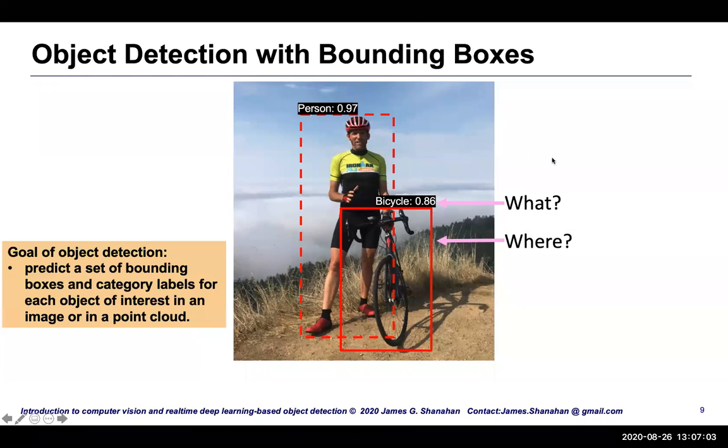What we mean here: we've got a photograph, and there are two objects of interest. There's a person and there's a bicycle. And we're very happy if we can isolate these objects by using these rectangular bounding boxes. So this gives us the what and the where, and we also get a probability as well, generally.